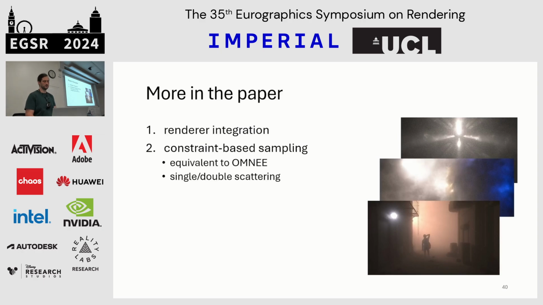There's a bit more in the paper. We also talk about how to put this into a renderer, and we show some more results with some geometry in them, not just point light sources. And we also show a second method to do the distance sampling, which we call the constraint-based sampling. We also show that this is actually equivalent to Omni for the single scattering case, but it only works for single and double scattering. And actually, we haven't seen any practical benefits from using it. So we just use the scaling-based method, and the other one might still be of theoretical interest to you.